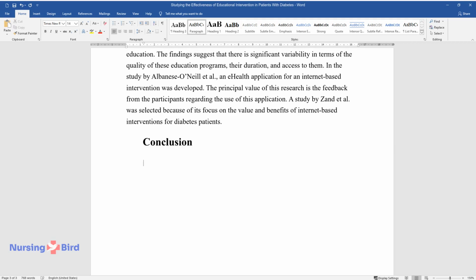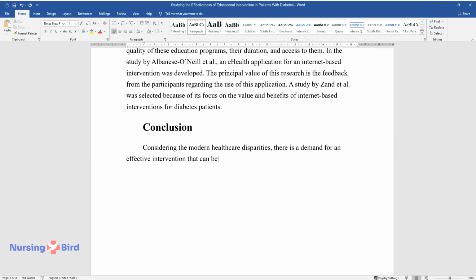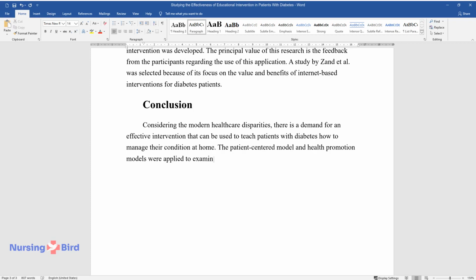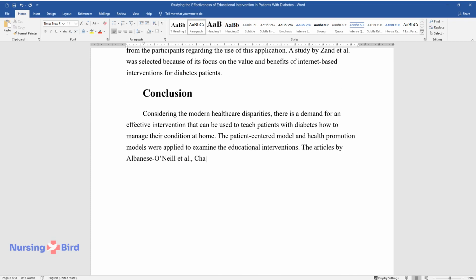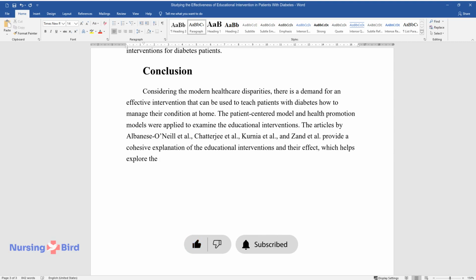Conclusion. Considering the modern healthcare disparities, there is a demand for an effective intervention that can be used to teach patients with diabetes how to manage their condition at home. The patient-centered model and health promotion models were applied to examine the educational interventions. The articles by Albanese-O'Neill et al., Chatterjee et al., Kurnia et al., and Zan et al. provide a cohesive explanation of the educational interventions and their effect, which helps explore the PICOT question.